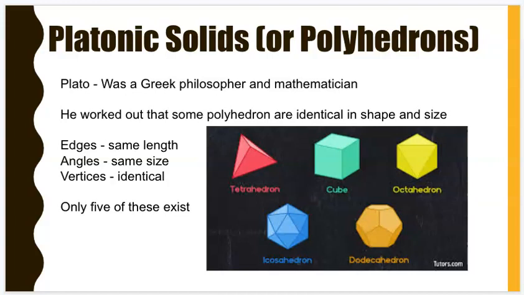A tetrahedron, which, if you're identifying it, some might call a triangular pyramid. A cube, which you might call a regular rectangular prism. An octahedron, an icosahedron, and a dodecahedron. So those are the 5 Platonic solids.